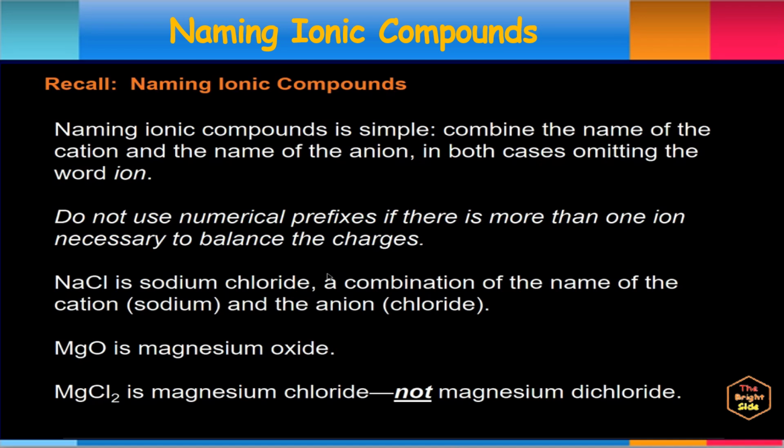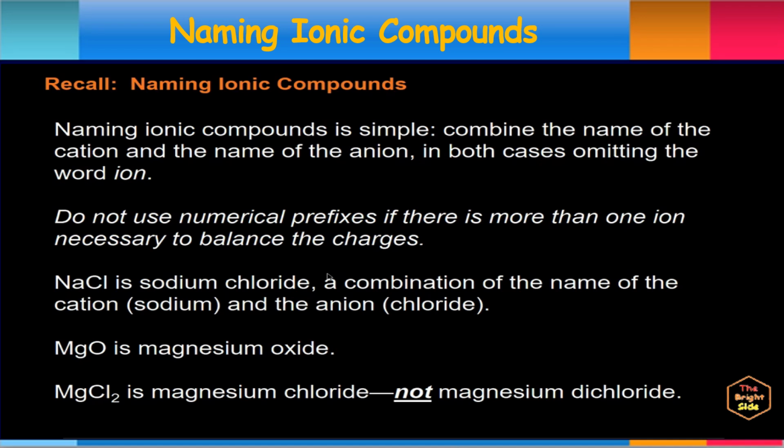So, for instance, sodium chloride is simply just sodium chloride. Sodium is the name of the cation, chloride is the name of the anion. We put it together and we have sodium chloride. Same thing goes with magnesium oxide. So magnesium, one magnesium 2 plus cation, one oxygen 2 minus anion. Put those two together and we end up with magnesium oxide.